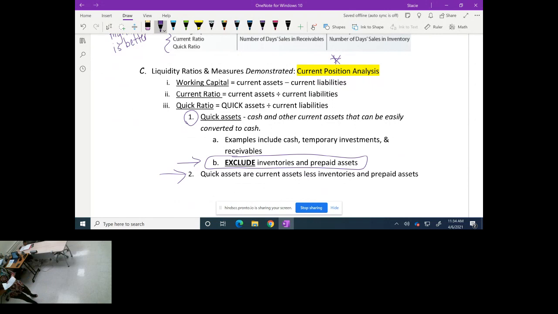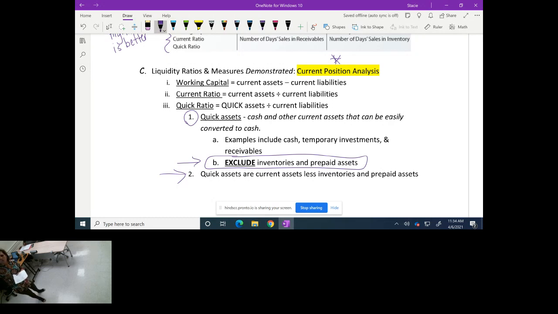You have current assets minus current liabilities. Pretty easy. The current ratio is current assets divided by current liabilities. And then the quick ratio is going to be the current ratio minus inventory and prepaid assets. You're going to take those things out of your current assets number, and then you're going to do the calculation again. So we'll look at it.